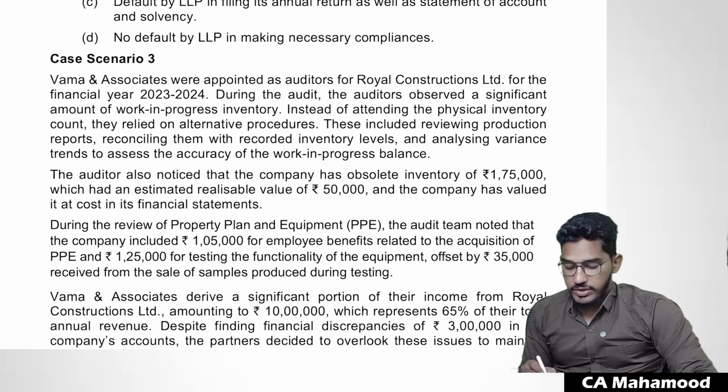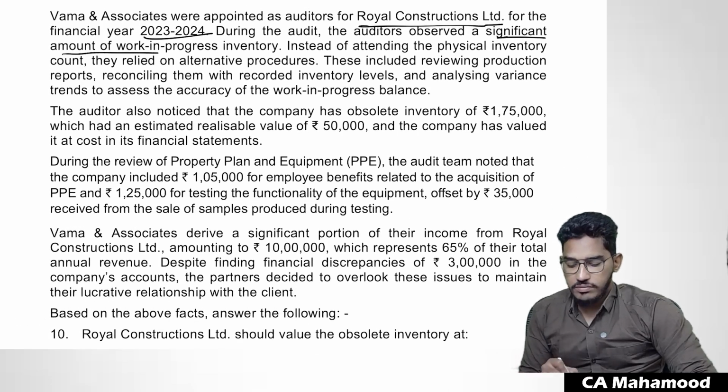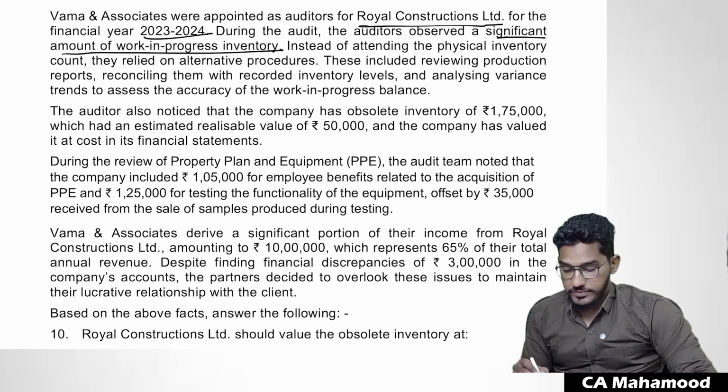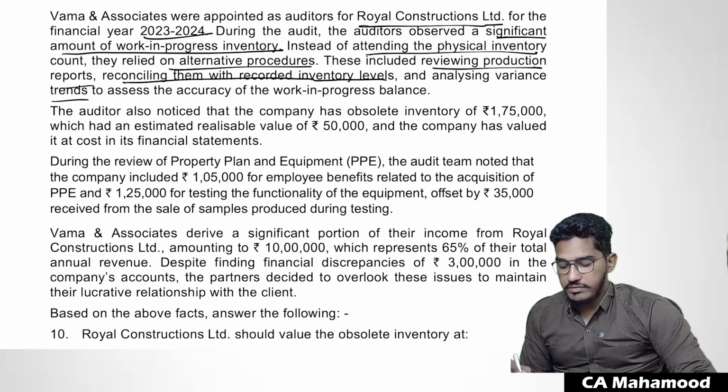Vama and Associates were appointed as auditors for Royal Constructions Limited for the financial year 2023-24. During the audit, the auditors observed a significant amount of work in progress inventory. Instead of attending the physical inventory count, they relied on alternative procedures. These included reviewing production reports, reconciling them with recorded inventory levels, and analyzing various attempts to assess the accuracy of the work in progress balance. The auditor also noticed that the company has obsolete inventory of 1,75,000, which has an estimated realizable value of only 50,000, and the company has valued it at its cost in financial statements.